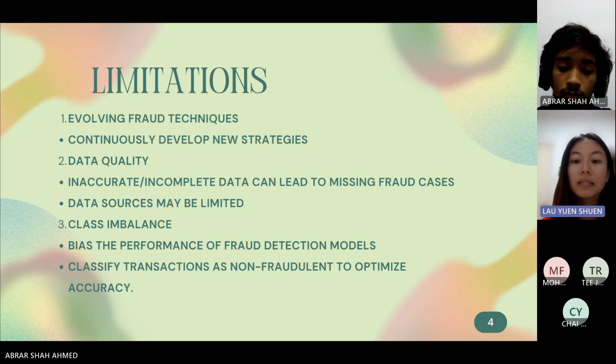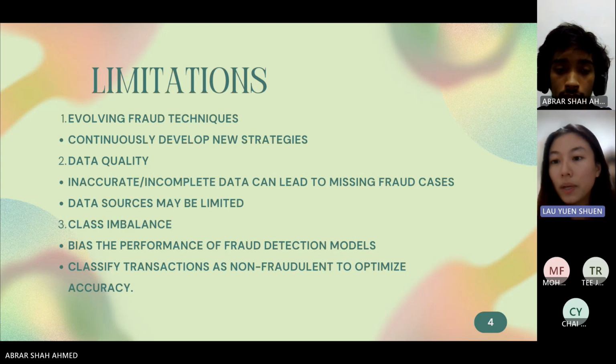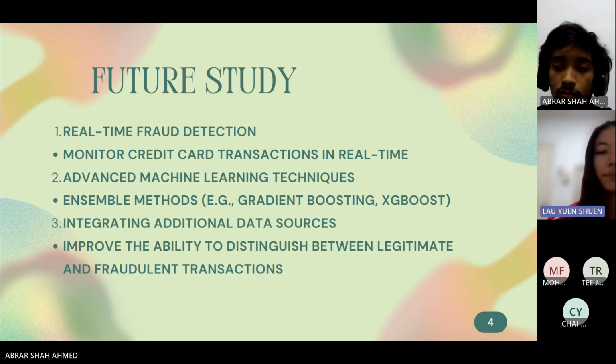So last will be class imbalance. Credit card fraud is relatively rare compared to legitimate transactions. So this results in class imbalance in the data. This can bias the performance of fraud detection models as they may be more inclined to classify transactions as non-fraud to optimize the accuracy. Addressing the class imbalance through sampling techniques or algorithm adjustment is essential to ensure balanced detection performance. So next, I'll be talking about the future studies.